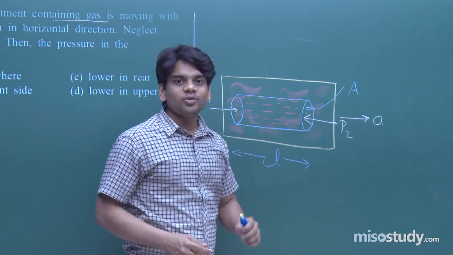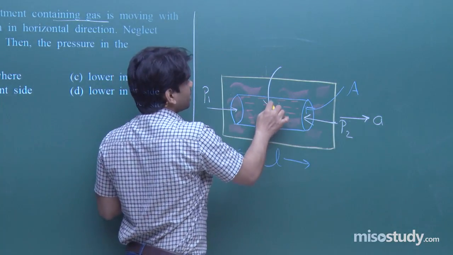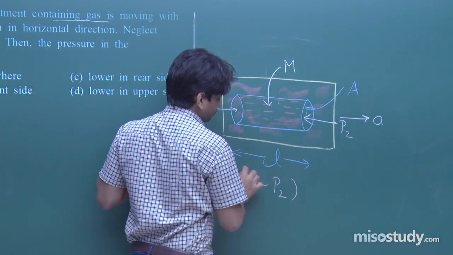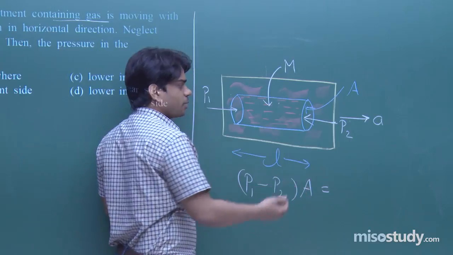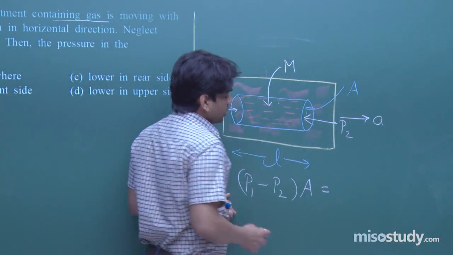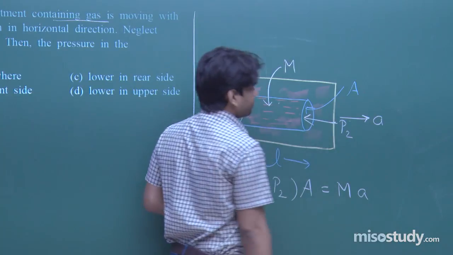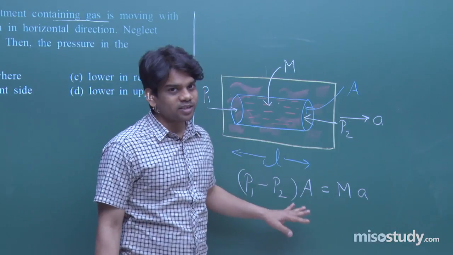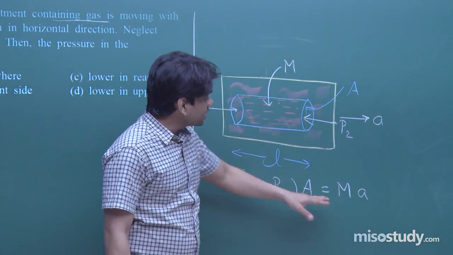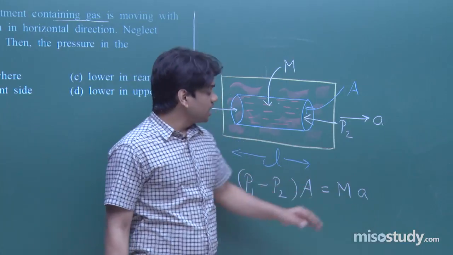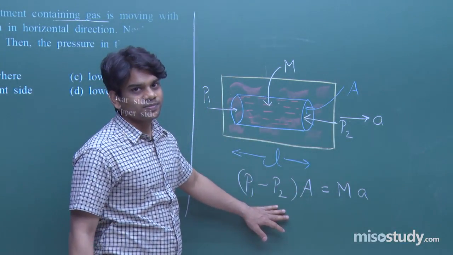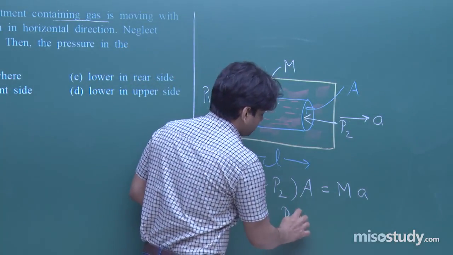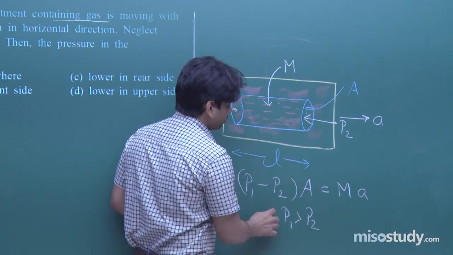can we write net force is equal to mass into acceleration? If the mass of gas contained here is m, we can write that P1 minus P2 into A, pressure into area, the pressure difference into area will give you the net force, is equal to mass into acceleration, m into a. Quite simple. Now here we can comment on the difference in pressure. See, this entire term m into a is positive, that means P1 minus P2 has to be positive. If P1 minus P2 is positive, that means P1 is greater than P2. So I write here, P1 will be greater than P2.